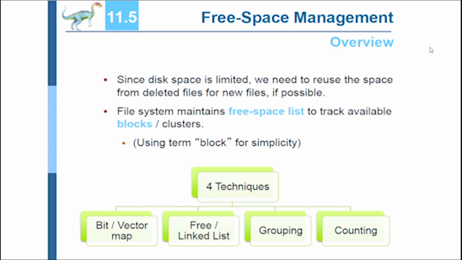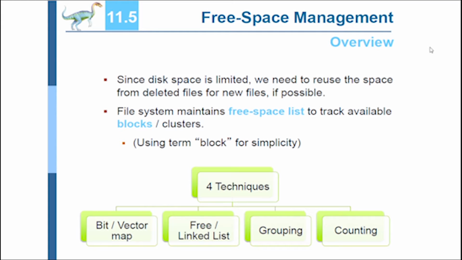As we know, the space in our CPU is very limited, so if possible, we reuse the space from a deleted file for a new file. The file system maintains a free space list to track available blocks or clusters. There are 4 techniques in free space management.